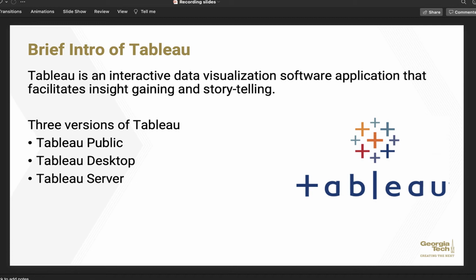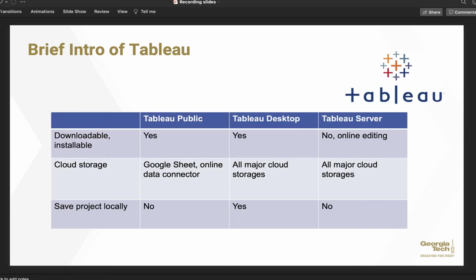Tableau Public and Desktop are locally downloadable and installable versions. The difference being that, first, Tableau Public would not allow you to save your projects locally, while Desktop does allow that. Second, there are more cloud storage options offered by Tableau Desktop, which is very important for industry use cases. The third version is Tableau Server. Tableau Server is a cloud option for users to save their data and visualization safely, allows online editing, and also facilitates collaboration with multiple people.